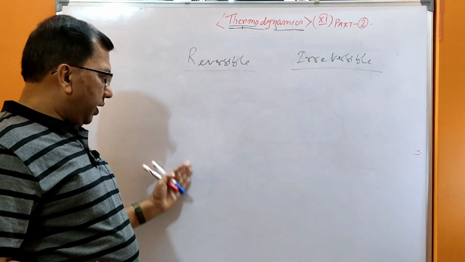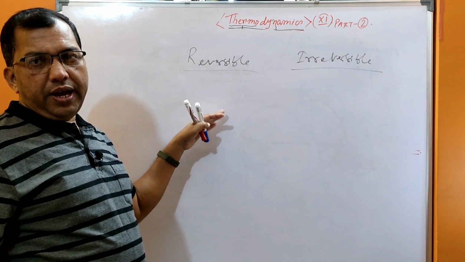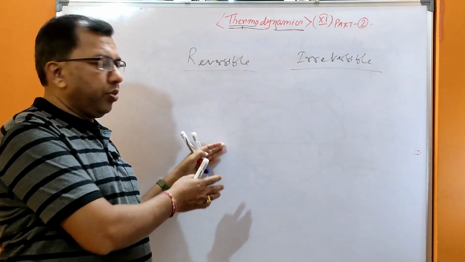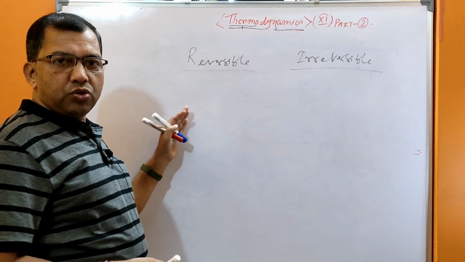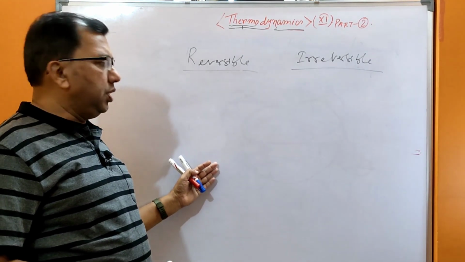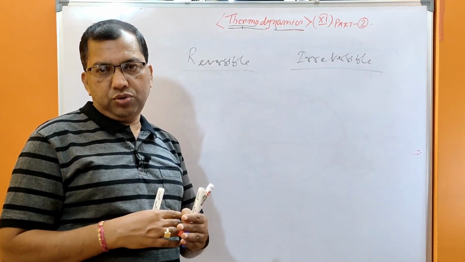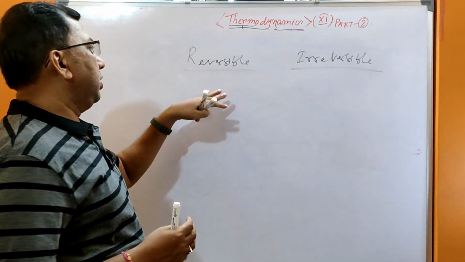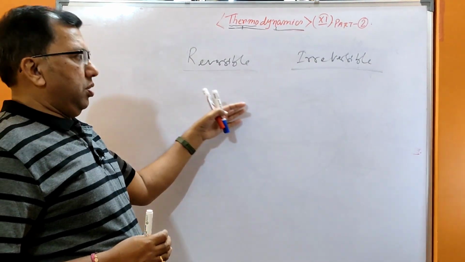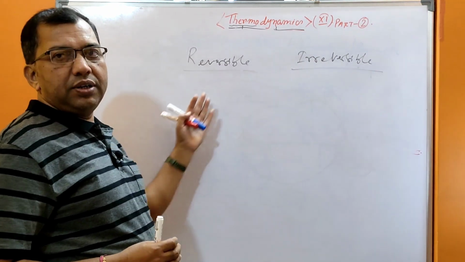So in this case, the process is carried out infinitesimally slowly through a series of steps. The opposing force is infinitesimally smaller than the driving force. So these are the reversible and irreversible processes. And next day I will discuss driving force, opposing force, and some examples of reversible and irreversible processes.